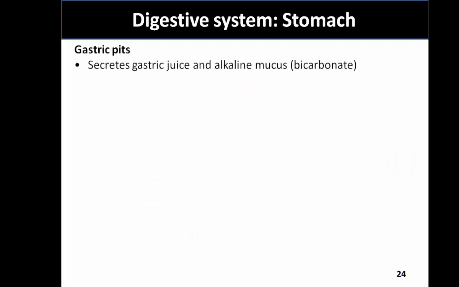So just to review, the gastric pits produce gastric juice, which includes a mucus, and the mucus has a high pH characteristic, and that high pH, as a result of the bicarbonate that's part of the mucus, will help to offset the highly acidic nature of the other secretions. So the alkaline mucus does serve a protective role.